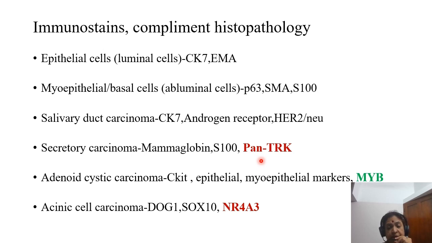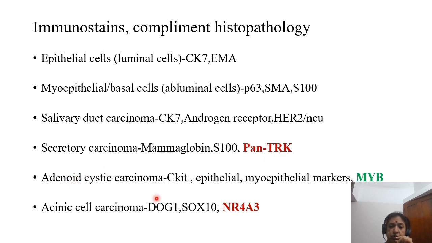pan-TRK, which corresponds to the molecular alteration which occurs in secretory carcinoma, ETV6-NTRK. So this is a highly specific marker with around 90 to 100% specificity. But pan-TRK is also known to be positive in some unrelated tumors, tumors not related to the salivary gland, like infantile fibrosarcoma, congenital mesoblastic nephroma, and so forth. So in a salivary gland tumor, pan-TRK positivity has high specificity for secretory carcinoma diagnosis.